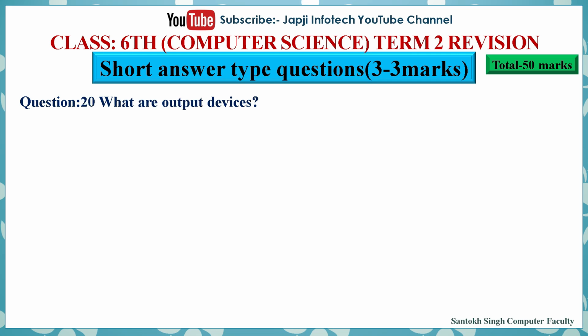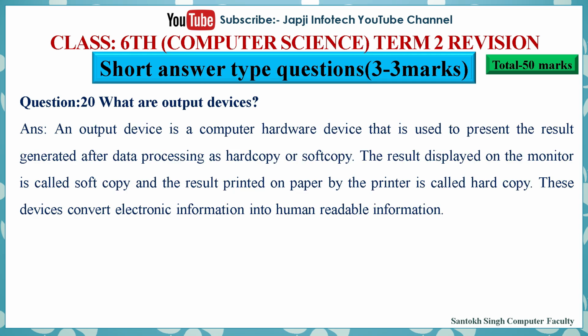And the 20th question is, what are output devices? An output device is a computer hardware device that is used to present the result generated after data processing as hard copy or soft copy. The result displayed on the monitor is called soft copy, and the result printed on paper by the printer is called hard copy. So these devices convert electronic information into human readable information.